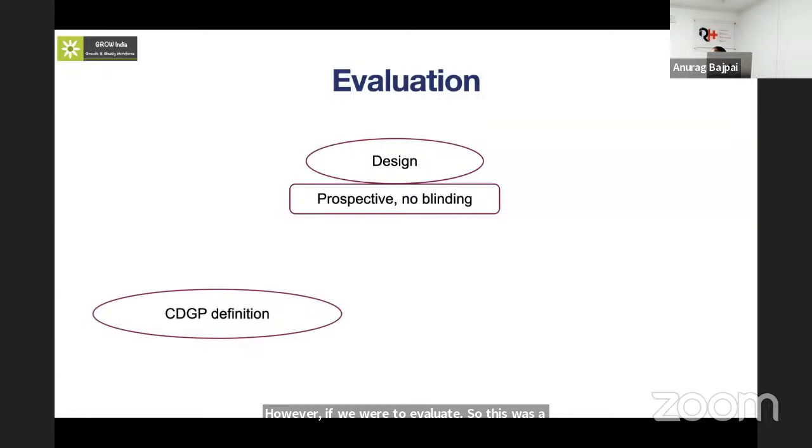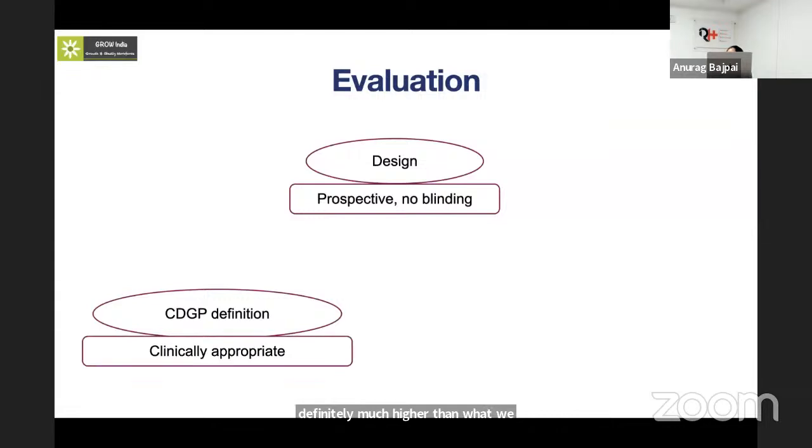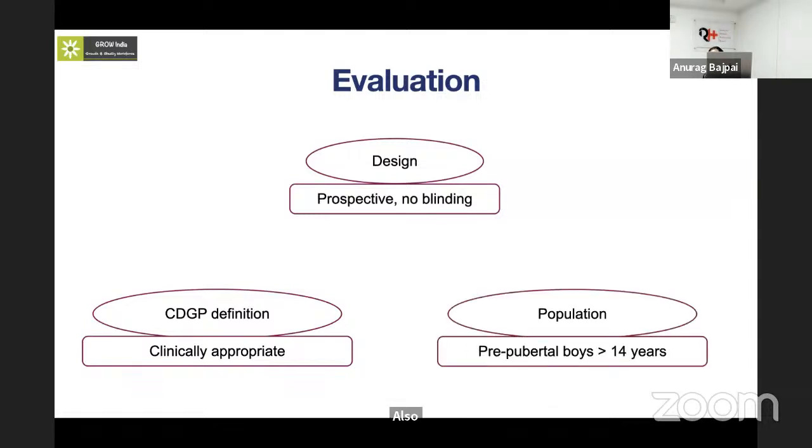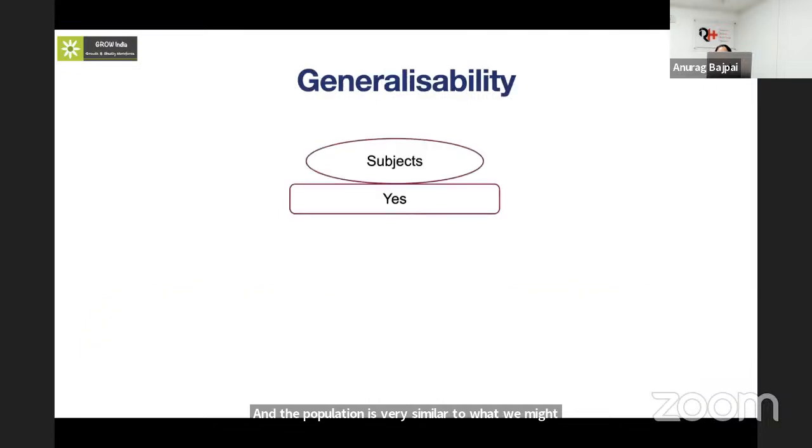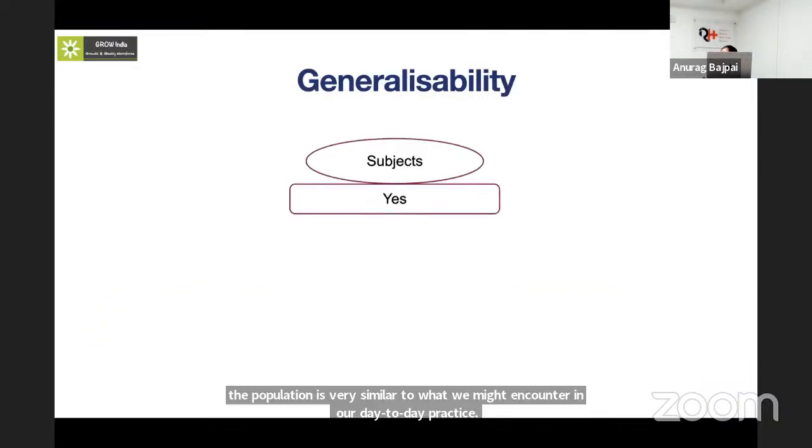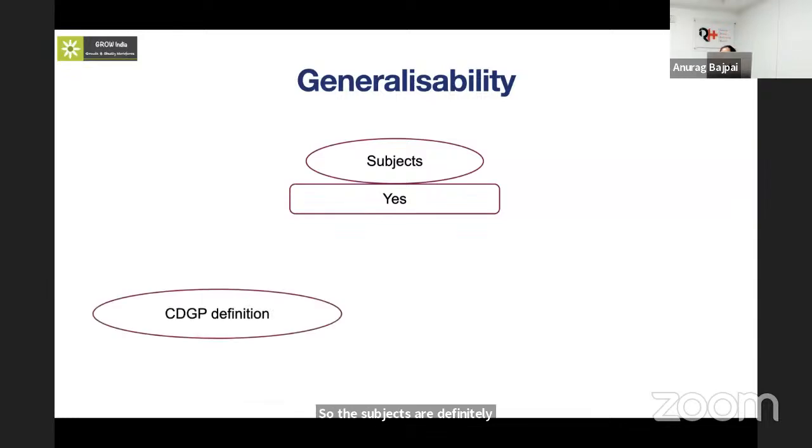The definition of CTGP used by the study matches pretty well with us, but the hormonal levels are definitely much higher than what we see. Even the testosterone levels are much higher. In those cases, we may have waited and watched also. And the population is very similar to what we might encounter in our day-to-day clinical practice. So the subjects are definitely generalizable. However, they may or may not warrant treatment at the time of intervention that was done in these children.